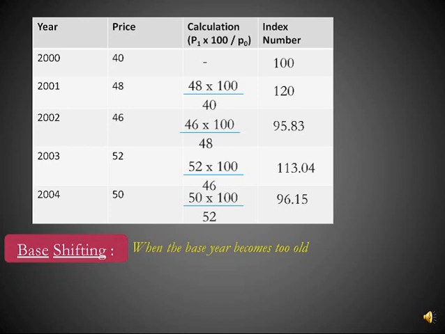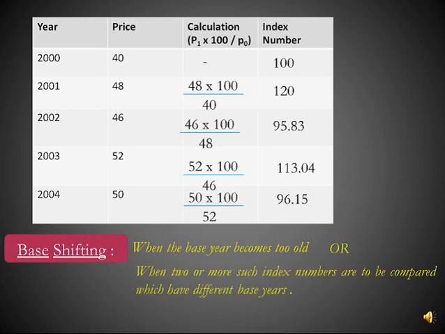Now the next concept is base shifting. When the base year becomes too old, or when two or more such index numbers are to be compared which have different base years, then the base of the index number is shifted. So you understand the concept of base shifting? It is to be used when the base year becomes too old.